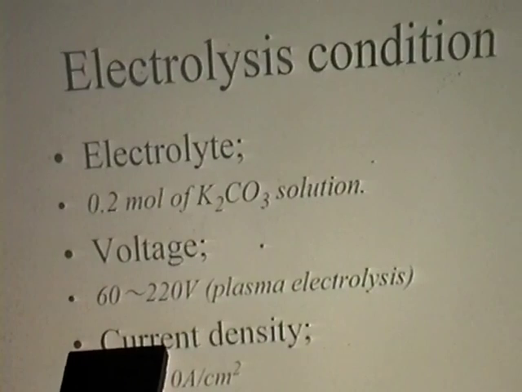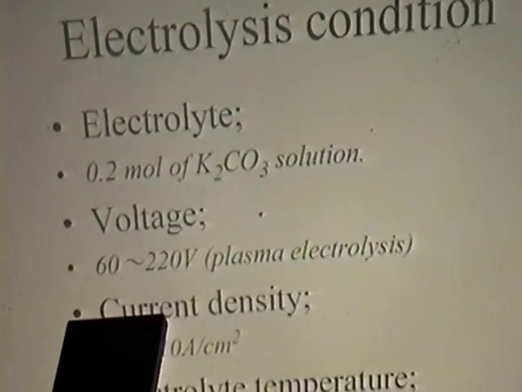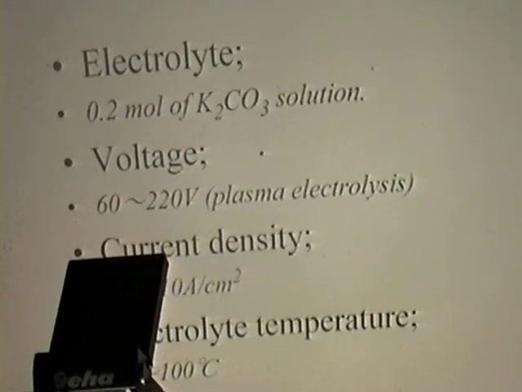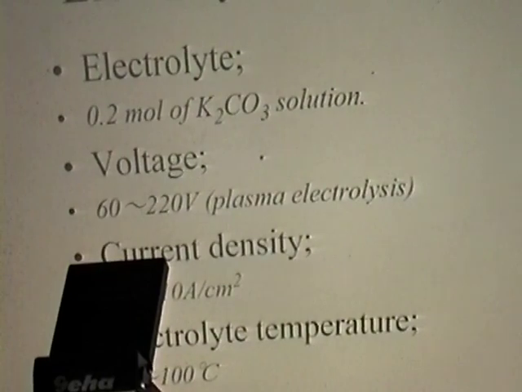We have done all of the measurement in the electrolyte. That concentration was 0.2 mole of potassium carbonate. And I used voltage 60 to 220 volt. Current density usually 0.3 to 10 amperes per centimeter squared. So I keep the electrolyte temperature at 60 to 100 degrees centigrade.